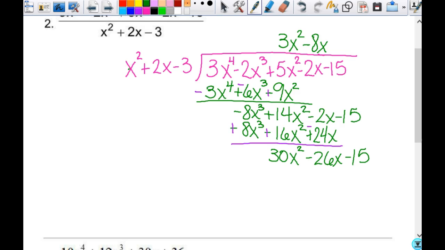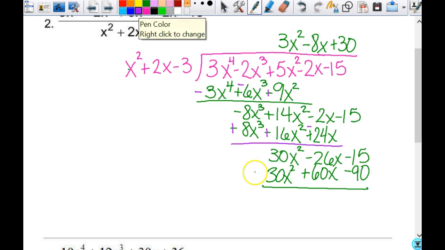So then x squared goes into 30x squared, positive 30 times. This is going to give me 30x squared plus 60x minus 90. Change my signs so that I get negative 86x and positive 75. Yes?